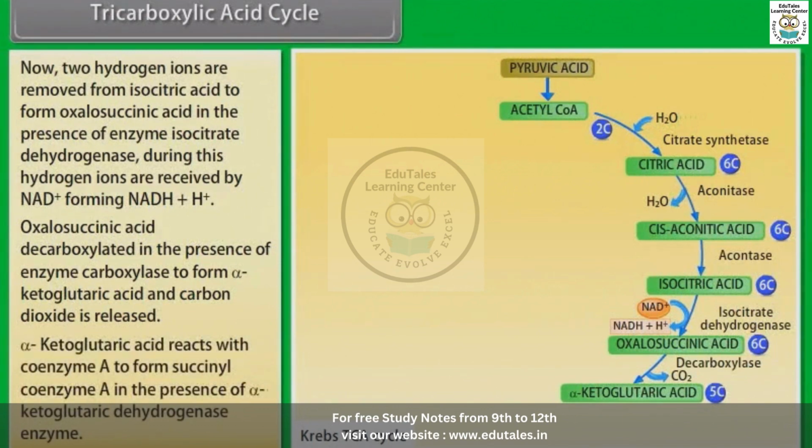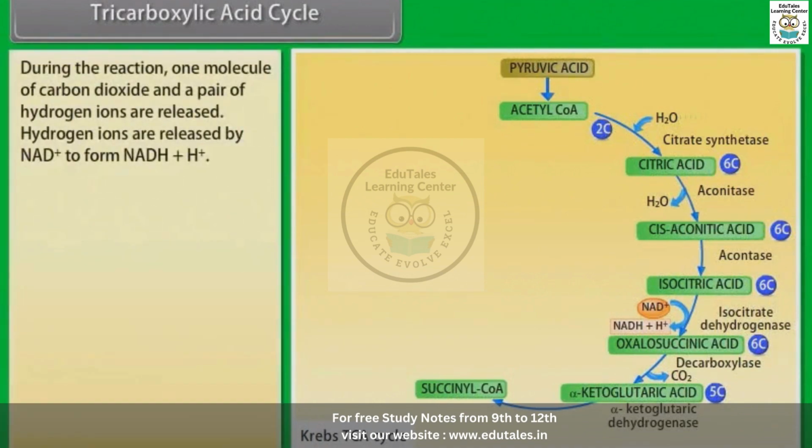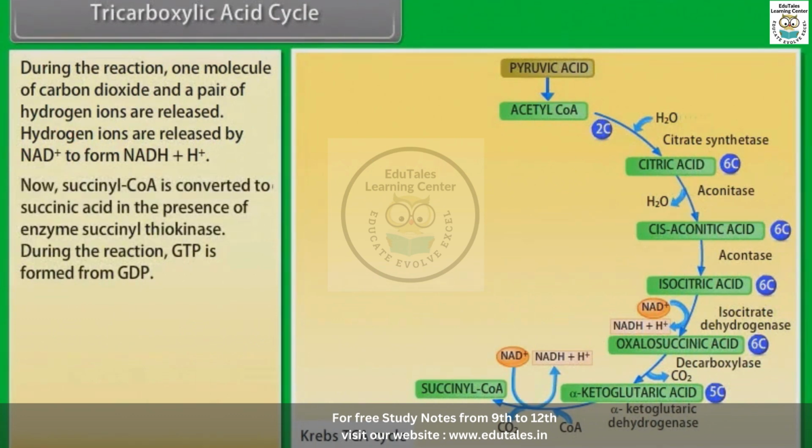Alpha-ketoglutaric acid reacts with coenzyme A to form succinyl coenzyme A in the presence of alpha-ketoglutarate dehydrogenase enzyme. During the reaction, one molecule of carbon dioxide and a pair of hydrogen ions are released. Hydrogen ions are received by NAD+ to form NADH plus H+. Now succinyl CoA is converted to succinic acid in the presence of enzyme succinyl thiokinase. During the reaction, GTP is formed from GDP.